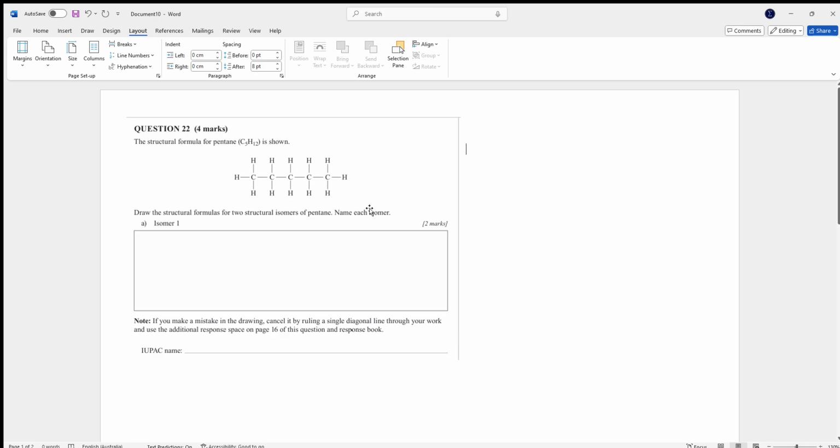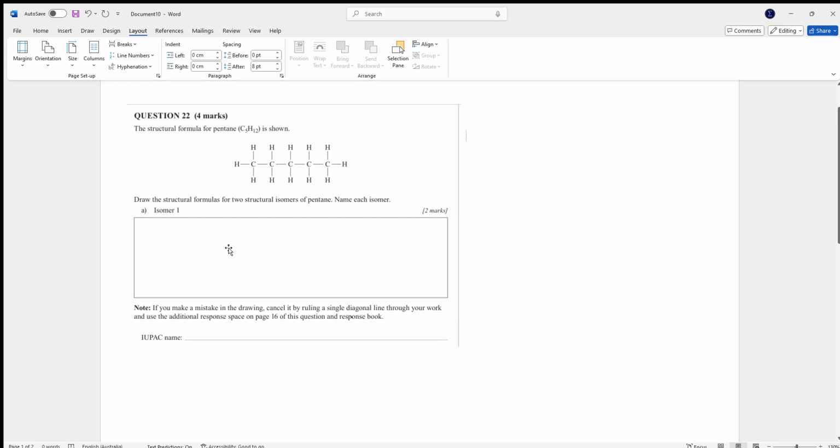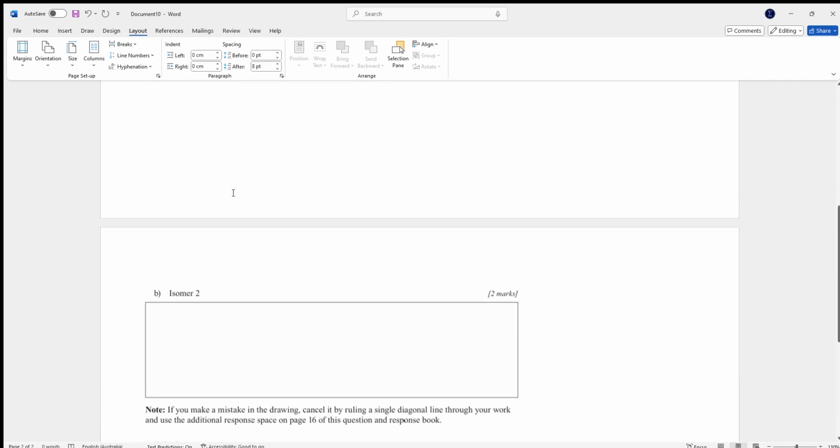So, question 22. The structural formula for pentane is shown, and we can see it's here. Draw structural formulas for two structural isomers of pentane. I can never pronounce that word, isomers, I believe. And here we got this one here, and then we also draw another one down here.